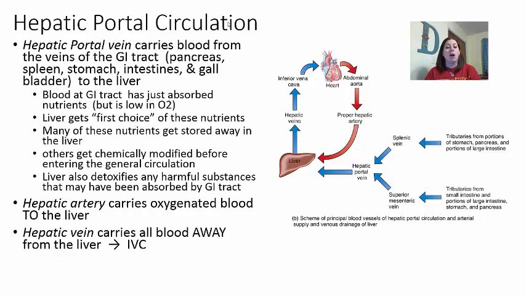Now, the hepatic artery is going to be the artery that carries oxygenated blood to the liver. That's the one that's going to deliver oxygen to the liver. The hepatic vein, notice that portal's not here. The hepatic vein is going to carry all the blood away from the liver into the inferior vena cava. So this is the hepatic portal circulation.